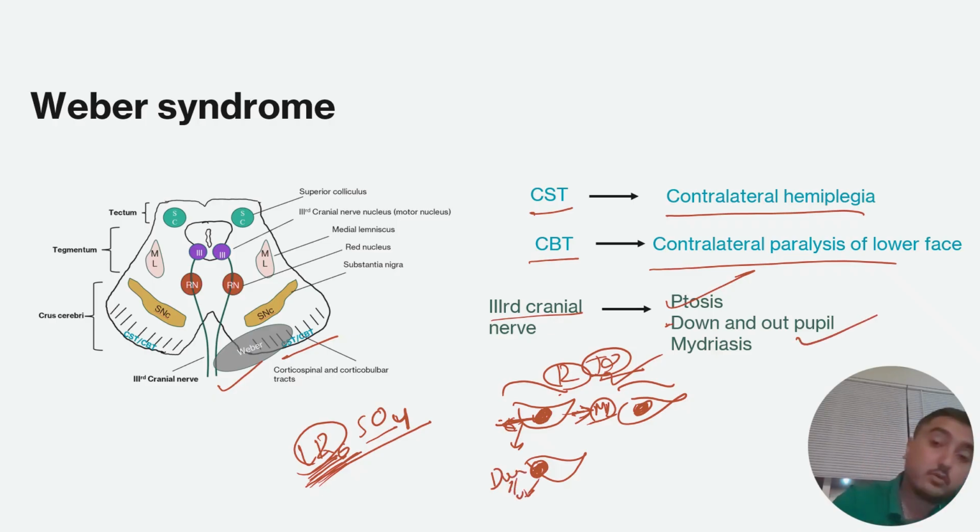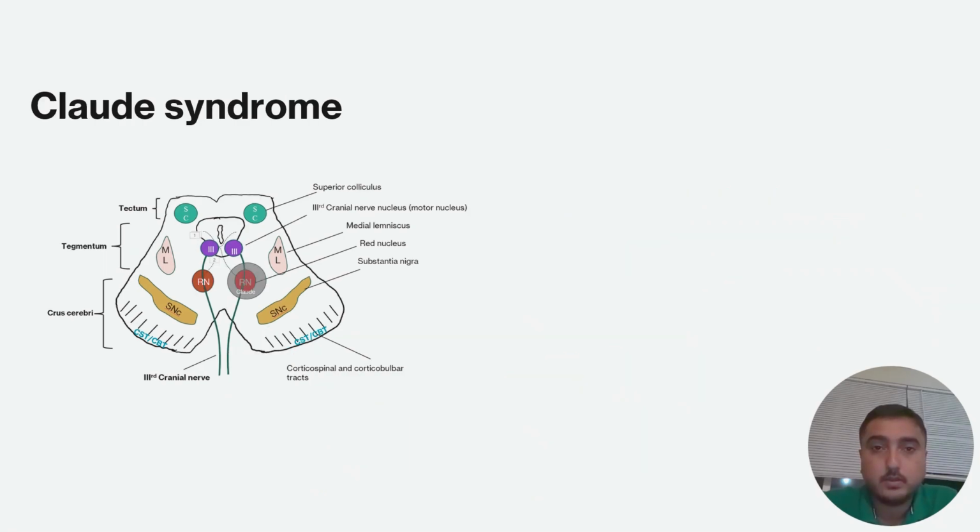All right, and then there would be mydriasis, or the dilatation of the pupils. So these three are the features of the Weber syndrome.